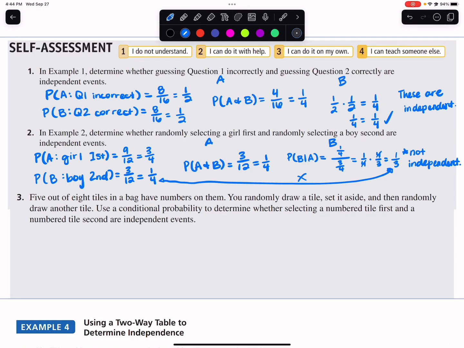All right, for the sake of time, I'm going to skip number 3. But if you got to number 3, you should have found that these are not independent. So you would have had to write out your sample space, find your probability of A, find your probability of B, find your probability of both, and then determine from there.